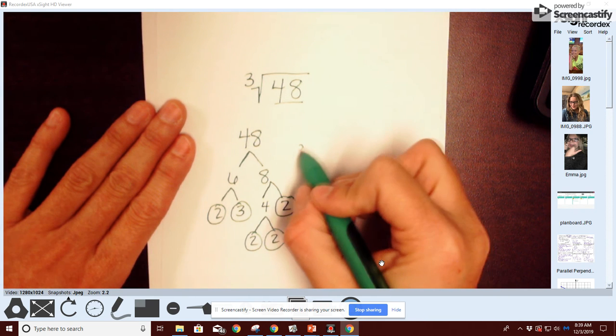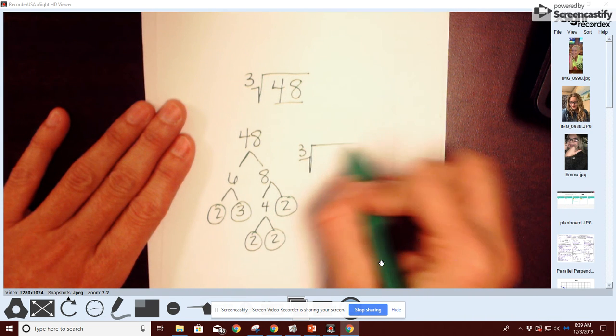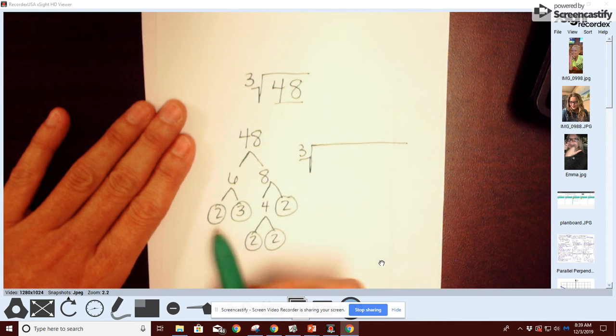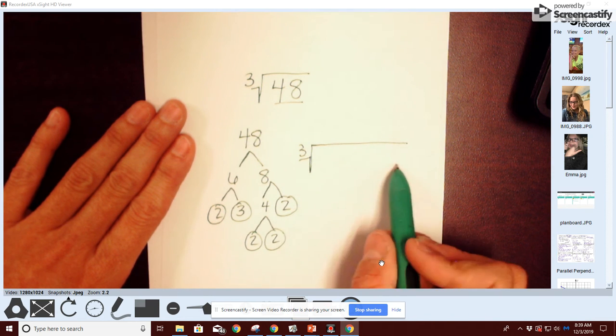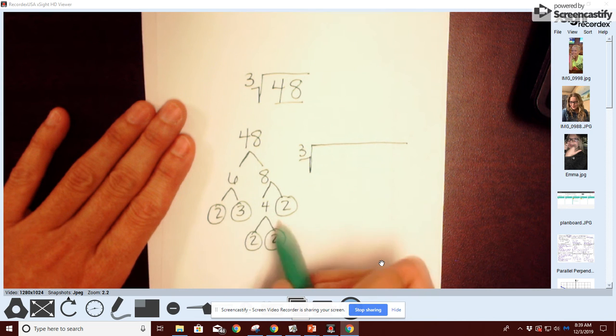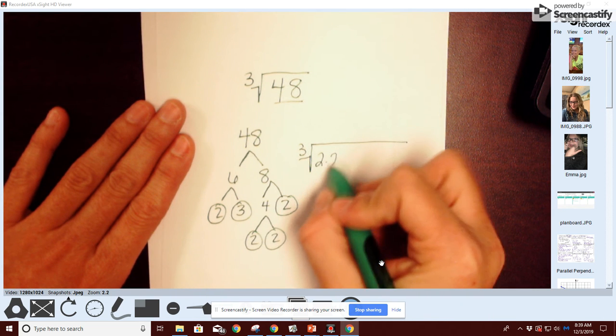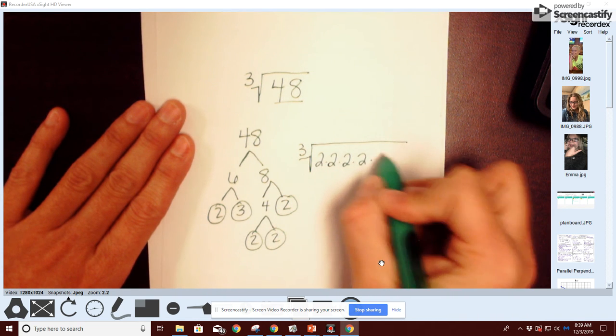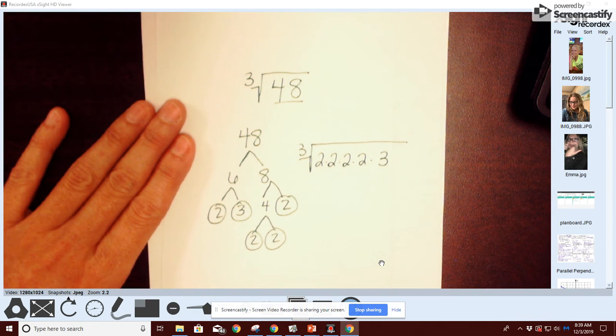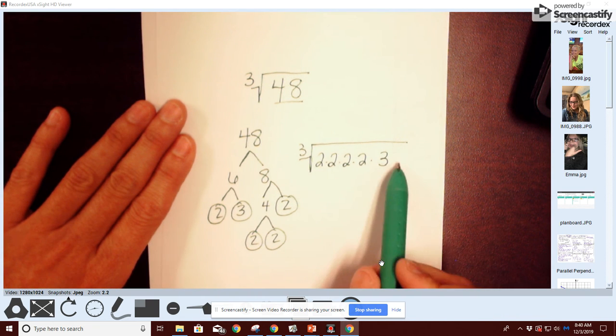So then I'm going to write my cube root. And I'm just going to put all of my primes underneath. And I like to put them in order, so I'm going to do my 2s. So I have 4 of those times my 3. I don't have any variables, so this one's a little easier.